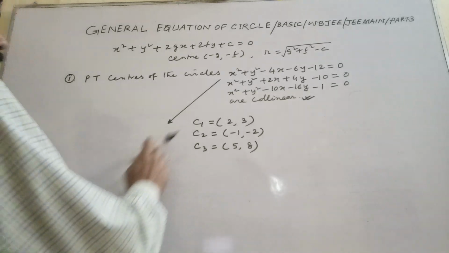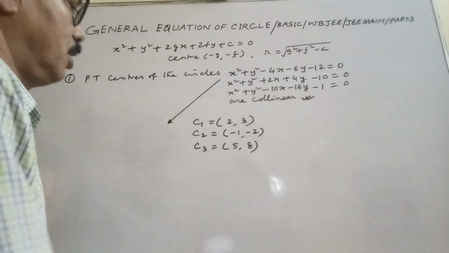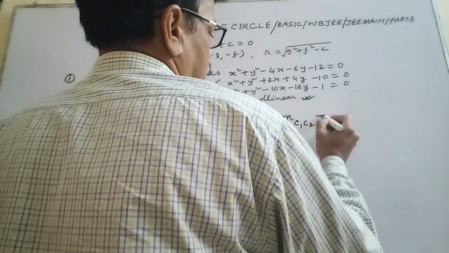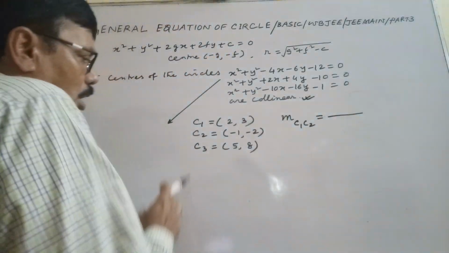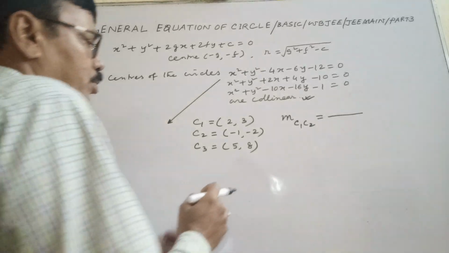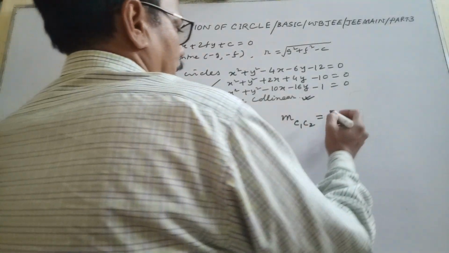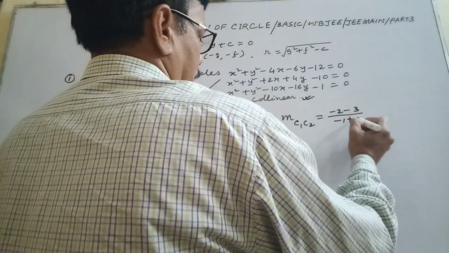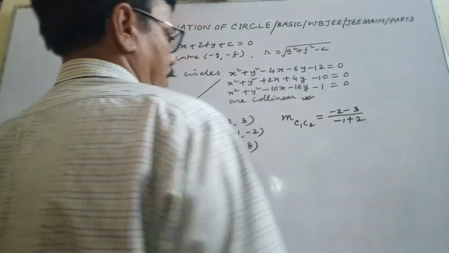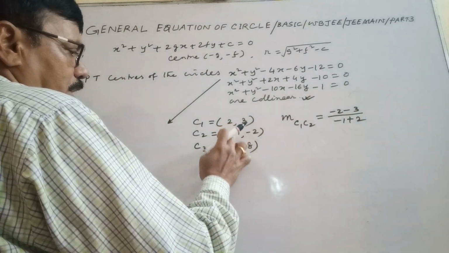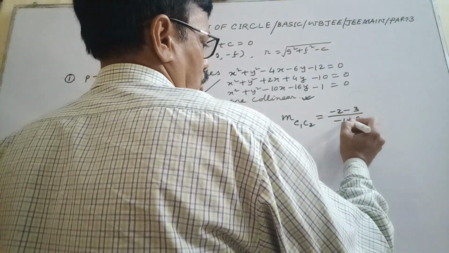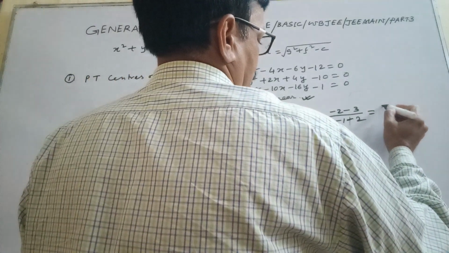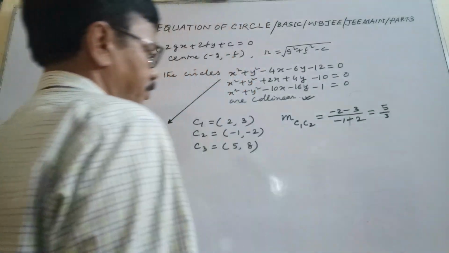It will be simple if we find the slope. So for C1, C2, the slope of the line passing through C1, C2 is the difference of y coordinates over the difference of x coordinates: -2 minus -3 over -1 minus -2, which is 5 by 3.